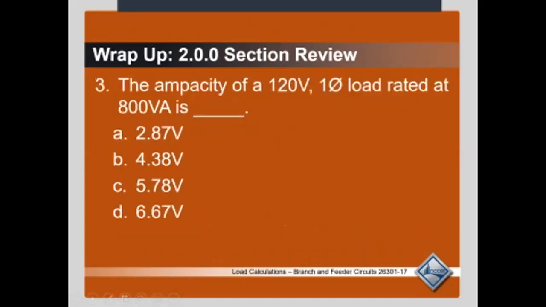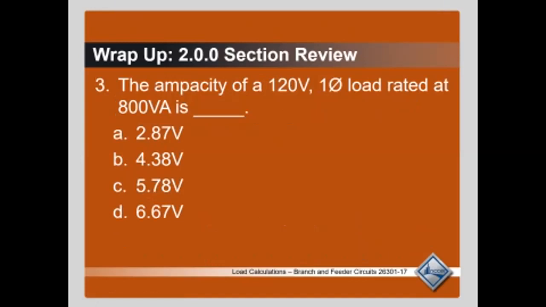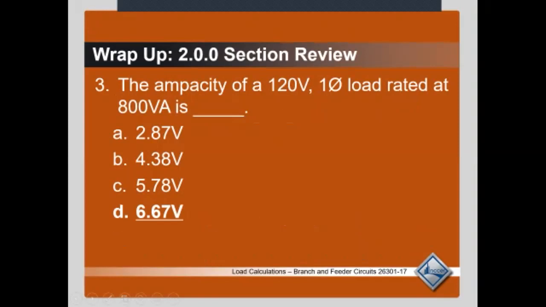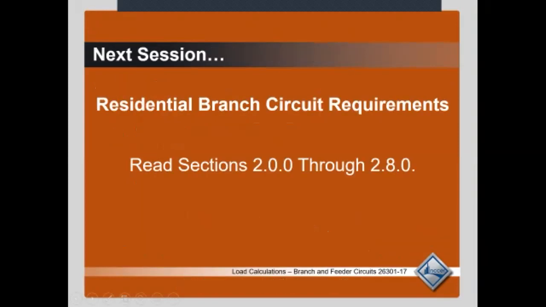All right, the ampacity of 120 volt single phase load rated at 800 watts or volt amps. So we literally take 800 volt amps and we divide it by what? 120 volts. You got to find amps. 6.67 amps, right? 800 divided by 120 equals 6.67.